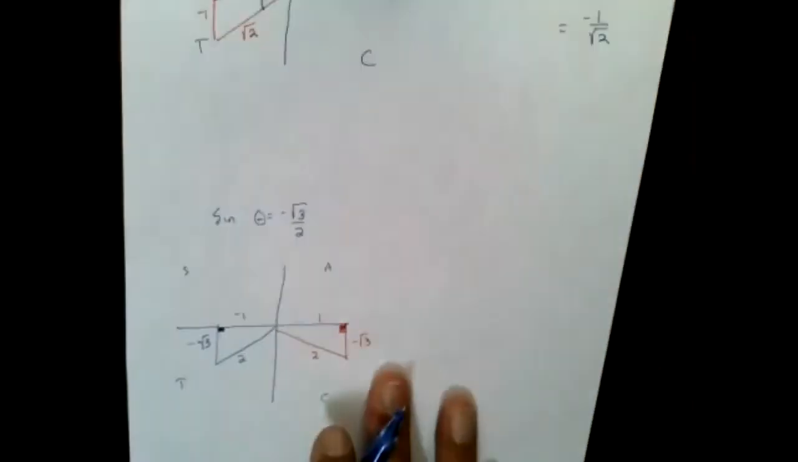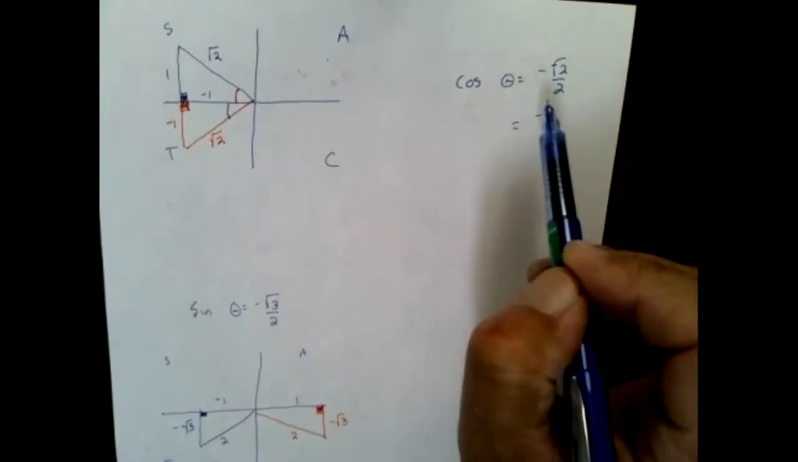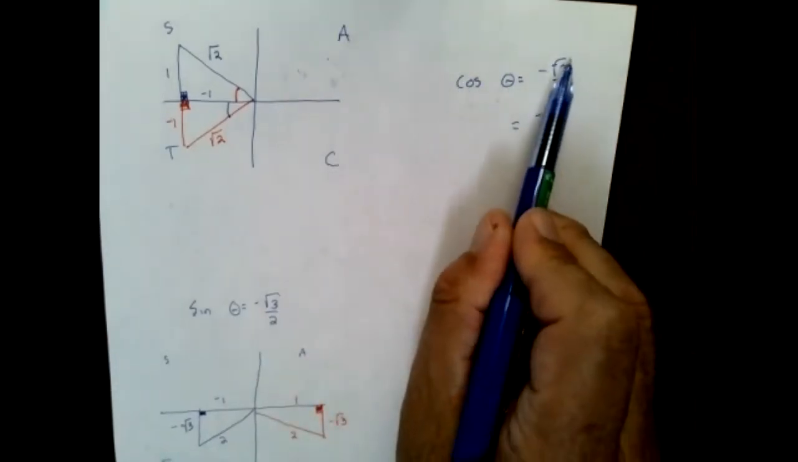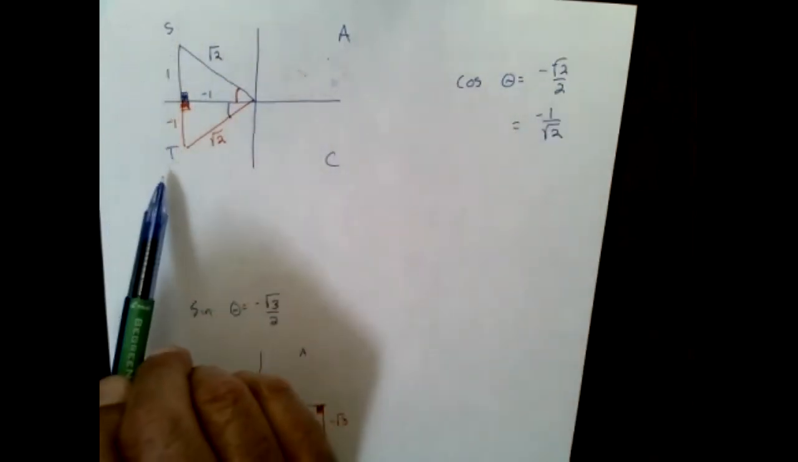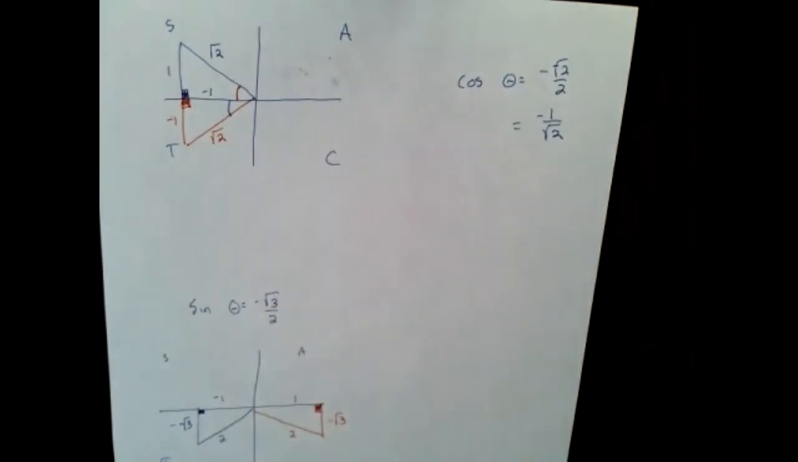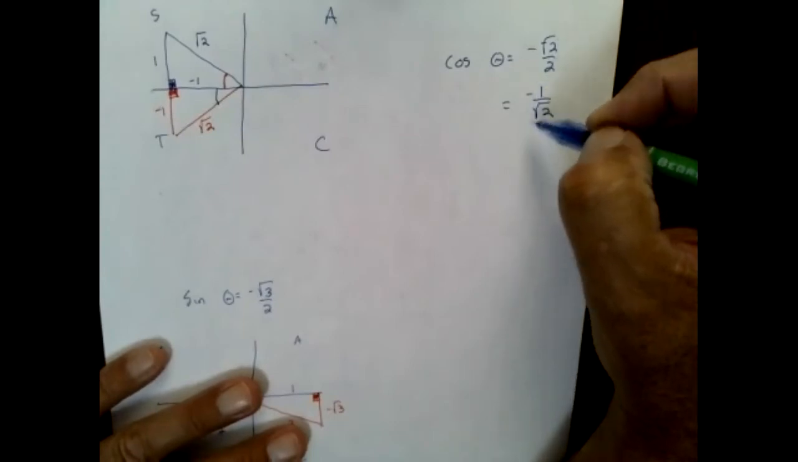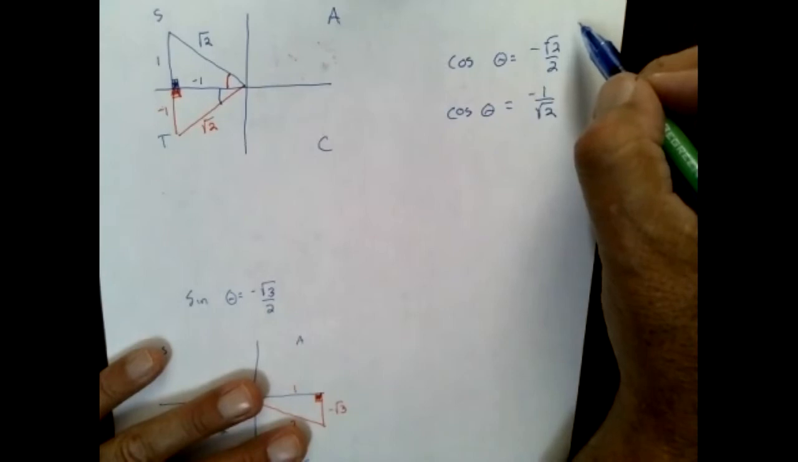The next one I had given you, there it is. The cosine of theta equals negative square root of 2 over 2. Well, one of the things I know is the cosine is going to be negative in quadrants 2 and 3, because the cosine is positive in 1 and 4. So I recognize this square root of 2 over 2. If I backed it up, it's this guy. And that looks more familiar as an answer than this.